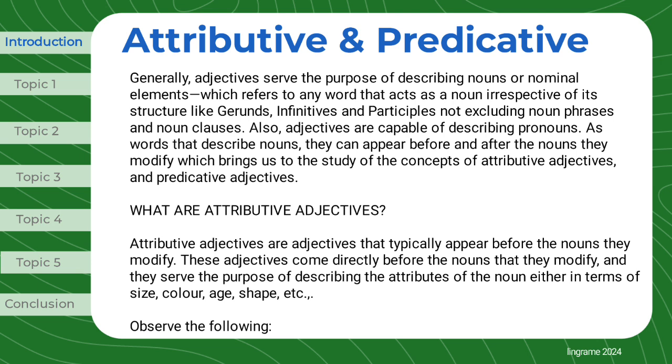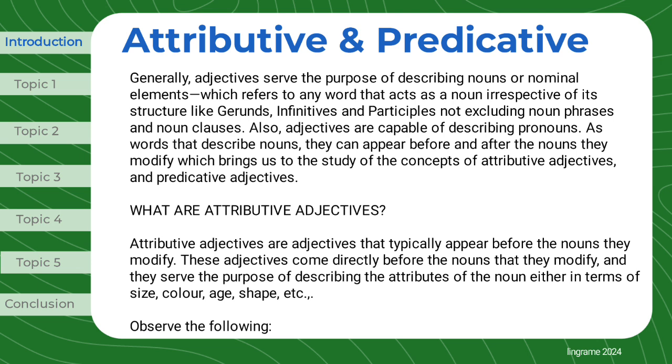As words that describe nouns, they can appear before and after the nouns they modify, which brings us to the study of the concepts of attributive adjectives and predicative adjectives. What are attributive adjectives? Attributive adjectives are adjectives that typically appear before the nouns they modify. These adjectives come directly before the nouns that they modify, and they serve the purpose of describing the attributes of the noun either in terms of size, color, age, shape, etc.